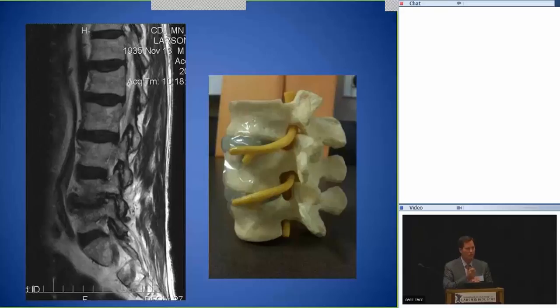Well, the only way to open up that hole and keep it open is to actually correct the patient's alignment. You got to pull the bones back apart from each other, hold them apart, clean out the space around that nerve.